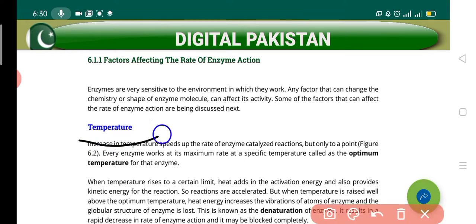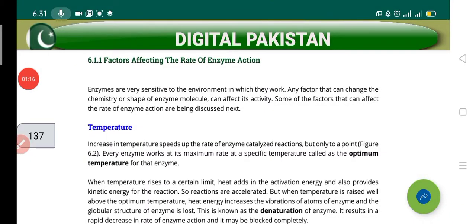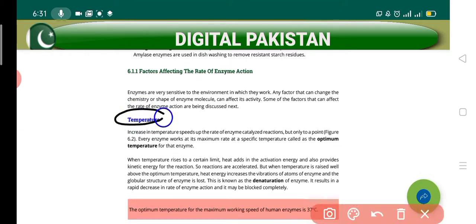Basically, students, the temperature used to speed up the enzyme's activity. How is this happening? All enzymes work at some specific temperature, and this specific temperature is known as the optimum temperature. The temperature at which the enzyme works with the maximum rate is known as the optimum temperature.